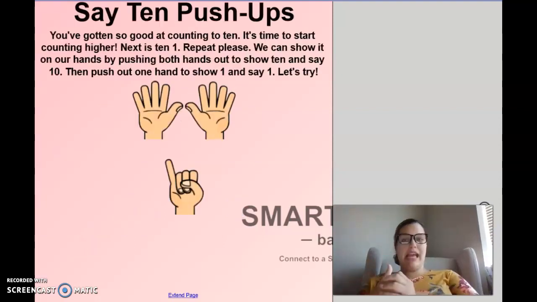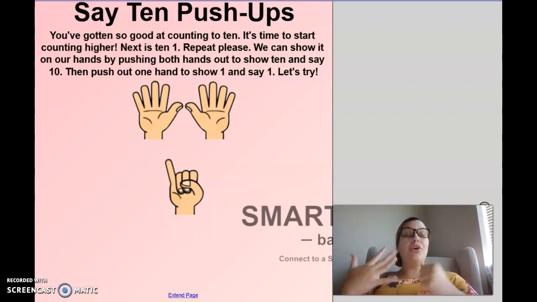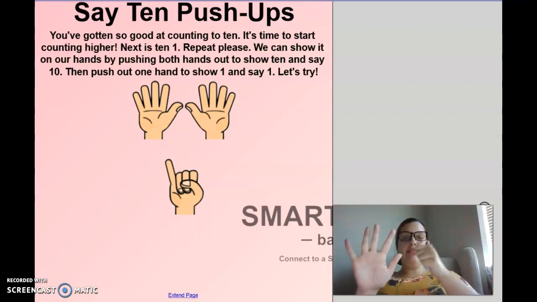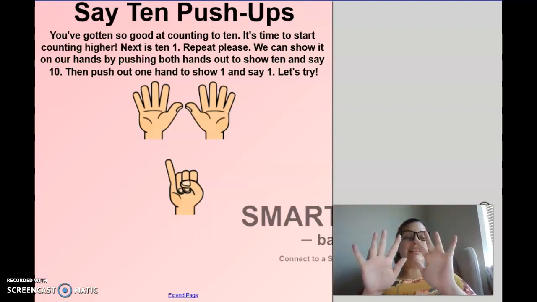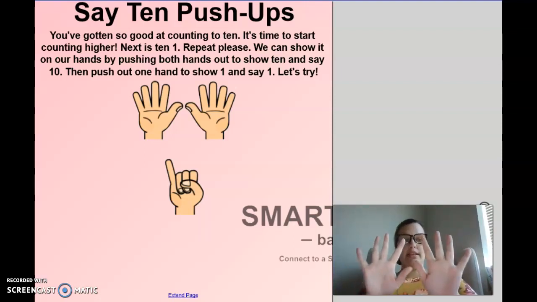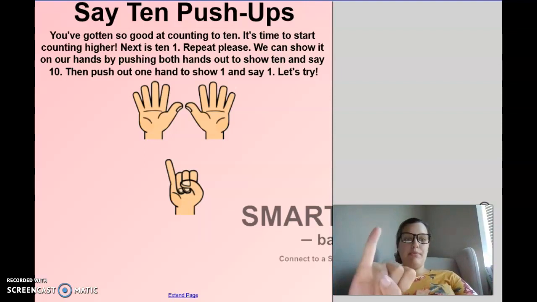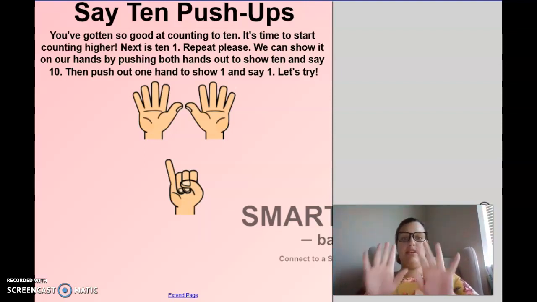Okay, so to warm our brains up today, I have this cute little activity we're going to do. We have gotten so good at counting to 10. Let's practice. 1, 2, 3, 4, 5, 6, 7, 8, 9, 10. So this is what 10 looks like, right? So we're going to do some say 10 push-ups. So we're going to push out our 10 and then do one more. So watch. 10, 1. Very good. Do it with me. 10, 1.